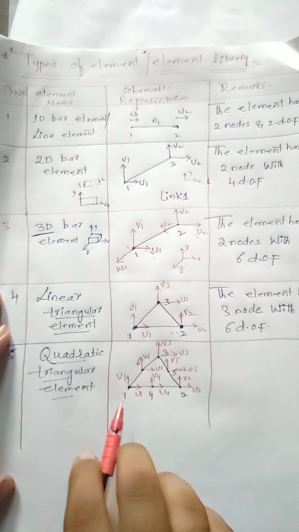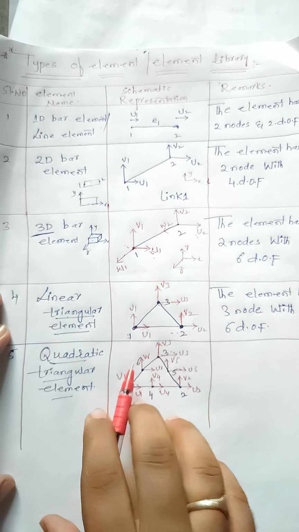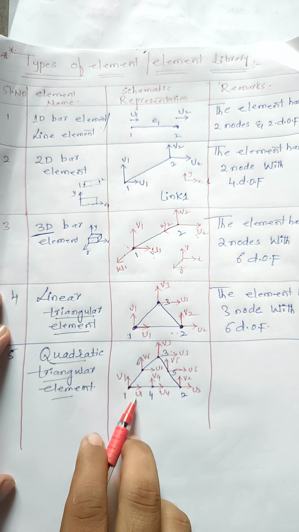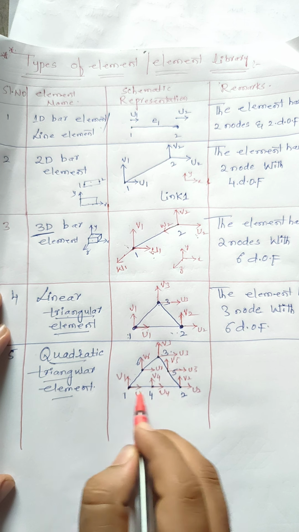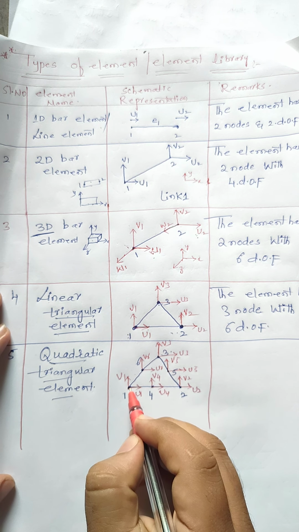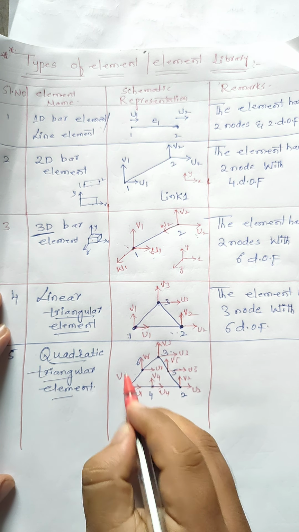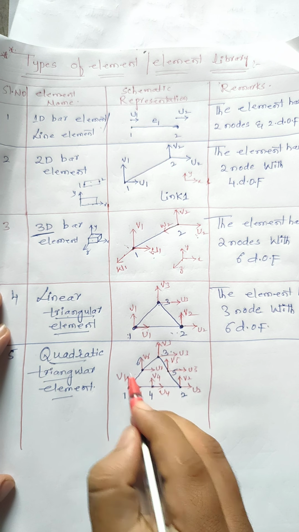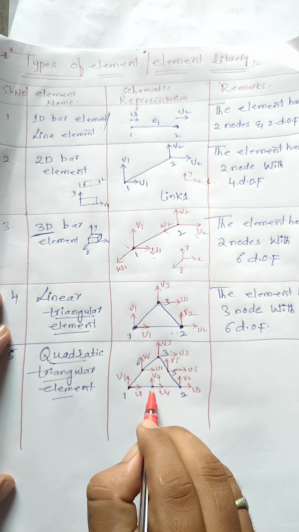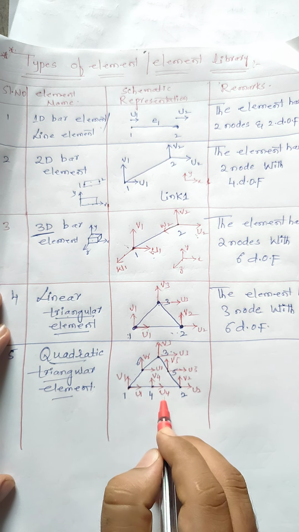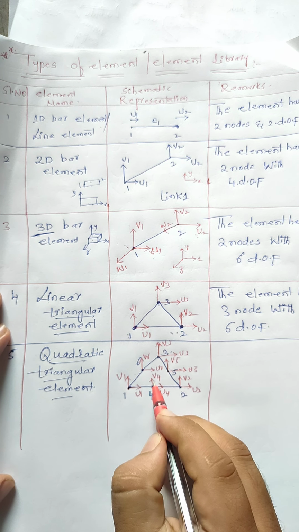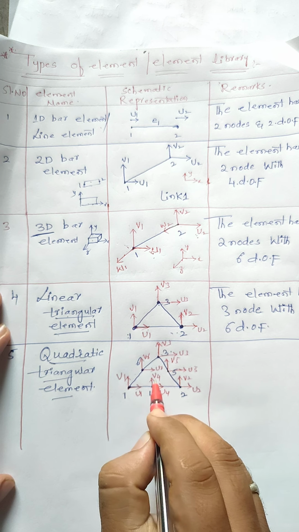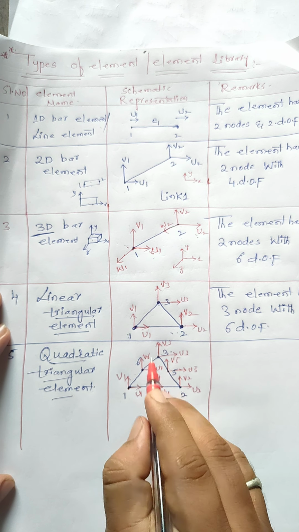Total 6 nodes are there: 1, 2, 3, 4, 5, 6. The displacement u1 is acting in the x direction, and displacement v1 is acting in the y direction. At node 4, displacement u4 is acting in the x direction, displacement v4 is acting in the y direction.